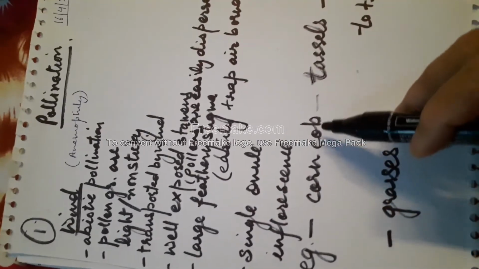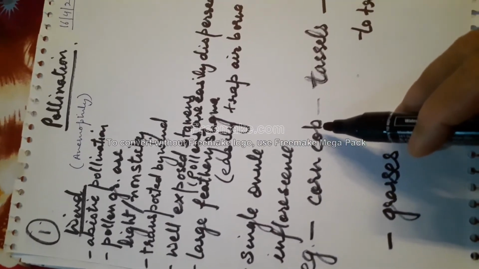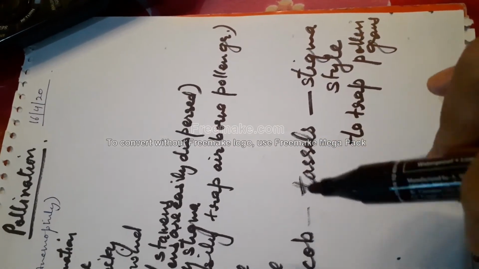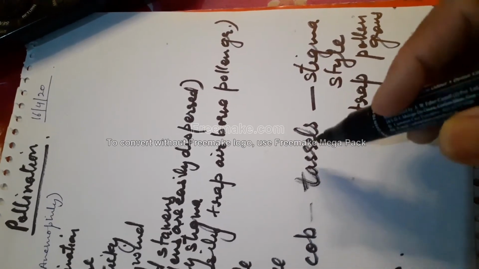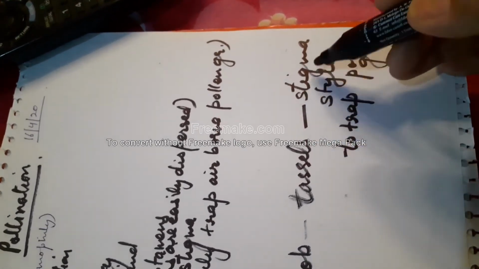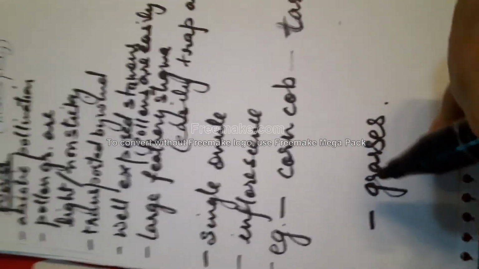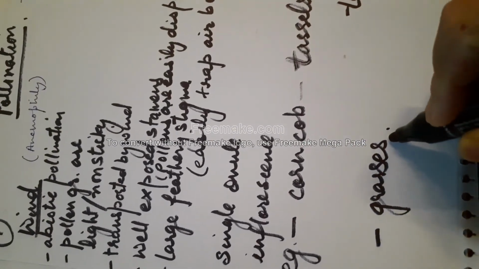For example, the corn cob, bhutta, which we call chhalli, has tassels. These tassels, or the hair-like structures present on it, are generally the stigma and the style. They are there to trap the pollen grains. Other examples are grasses.